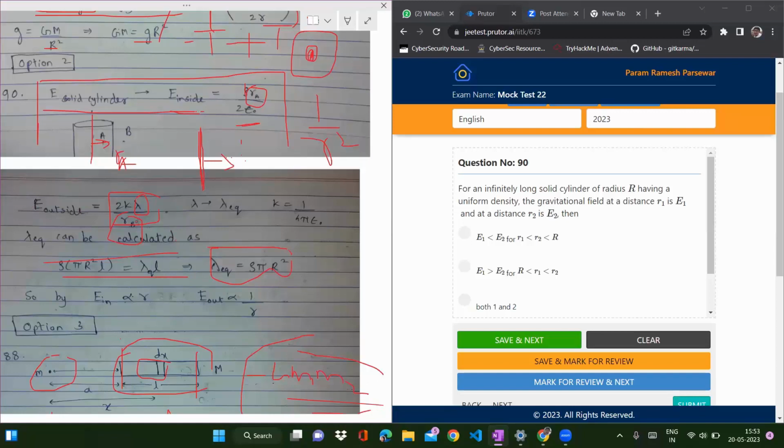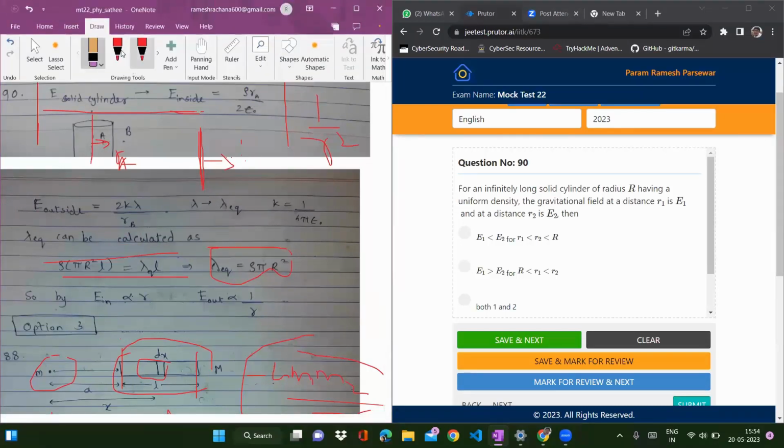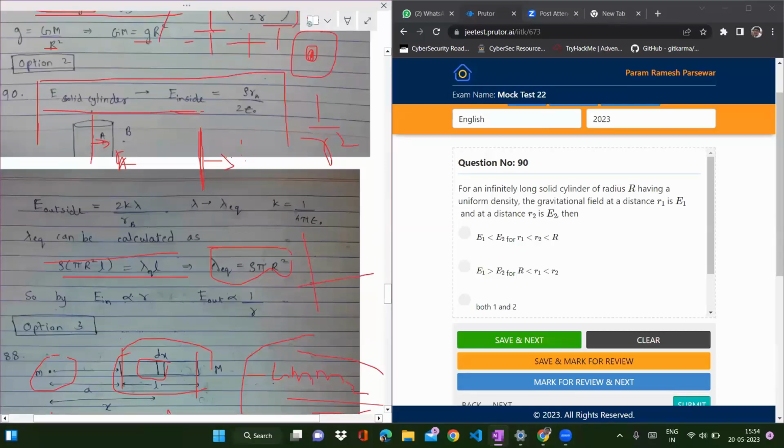The same will be for the gravitational field. So in that case, the variation outside is proportional to 1 by R, and the variation inside is proportional to R. So if we plot a simple graph of the field with respect to R, up to the radius of the solid cylinder it will be a linear graph, increasing proportional to R. Then it will be 1 by R variation. So after knowing this, we will see the options.